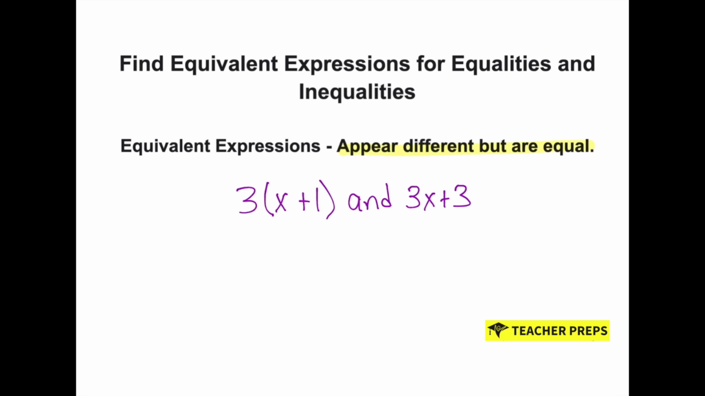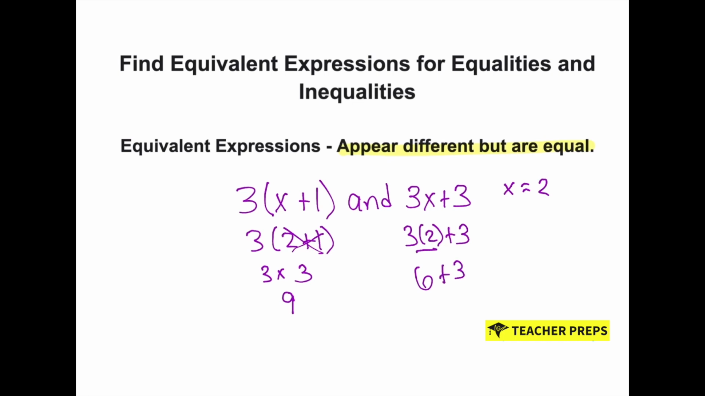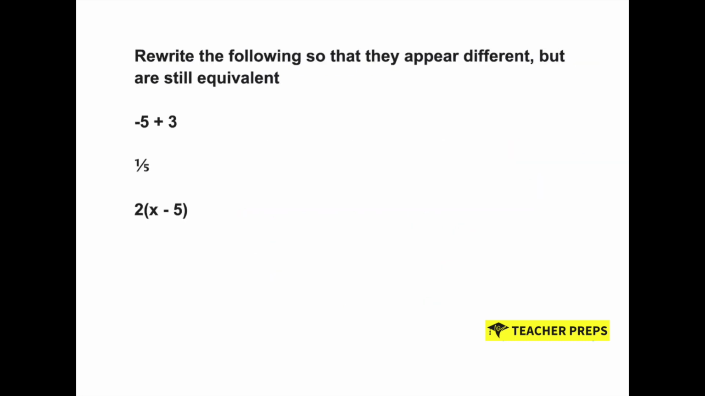When thinking about equivalent expressions, we also have the distributive property. Here's an example. If you distribute, 3 times x is 3x, and 3 times 1 is +3. You can also tell if they are equivalent if you plug a number in. If I say that x was equal to 2, I could plug a 2 in for x. 2 plus 1 is 3, and 3 times 3 is 9. 3 times 2 is 6, and 6 plus 3 is 9. 9 equals 9. Pause the video and rewrite the following so that they appear different but are still equal.